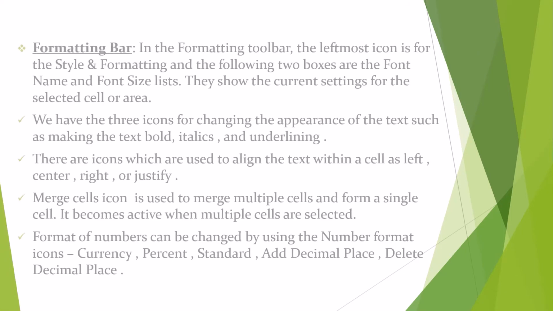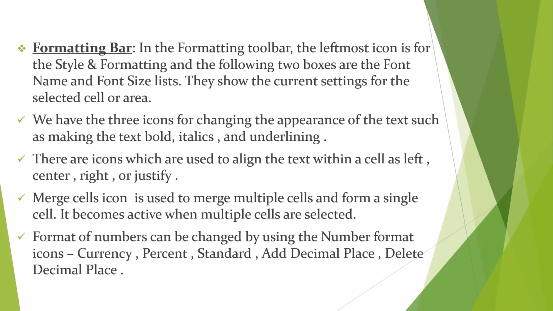Now next is the formatting bar. Basically the formatting bar is used for formatting the text. We can format the text in a number of ways, like making it bold, italic, underline, or setting its direction like left alignment, right alignment, center alignment. So we can also align the text using the formatting bar. Basically the leftmost icon on the window in the formatting bar is used for style and formatting.